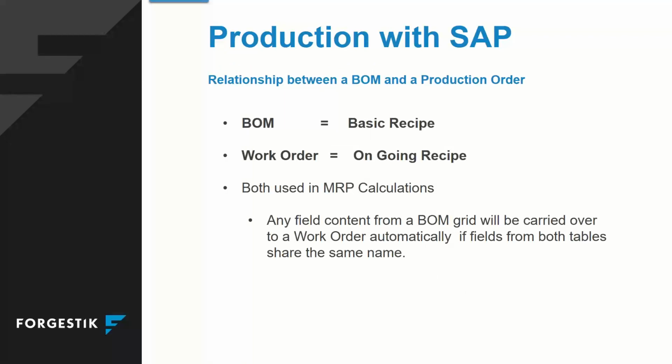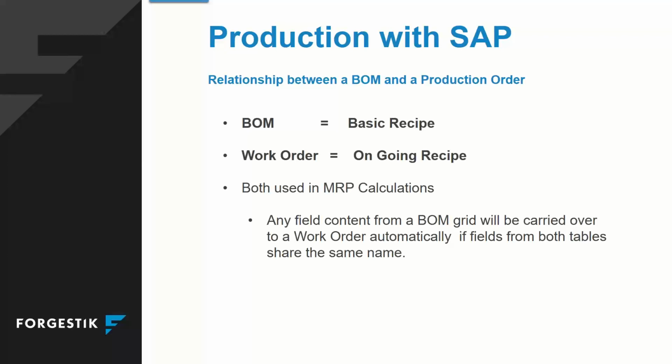The BOM and the production order in SAP Business One are 2 different tables, but they are structured the very same way. They have mostly the same column names. So when we carry over a BOM into a production order, the information that comes from the BOM will be copied over to the production order automatically.